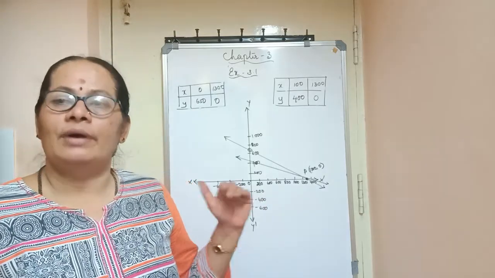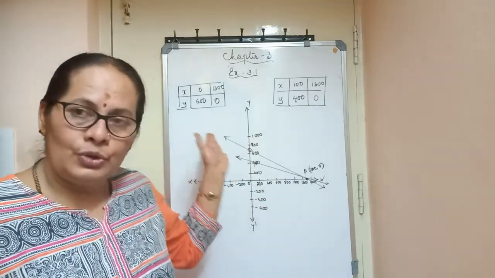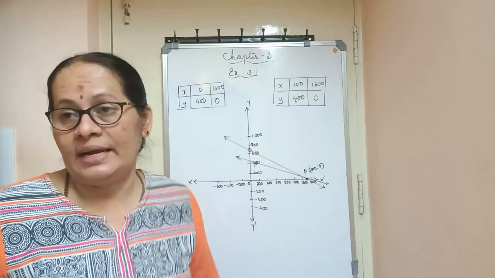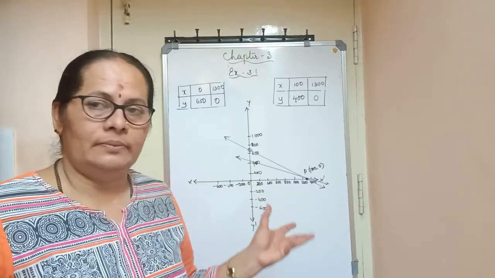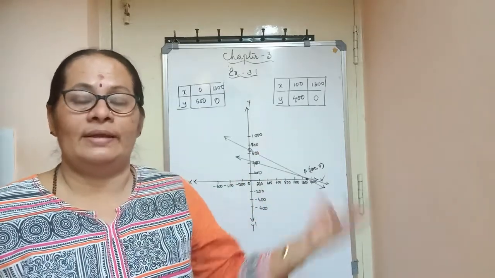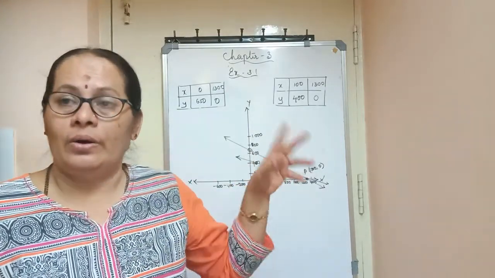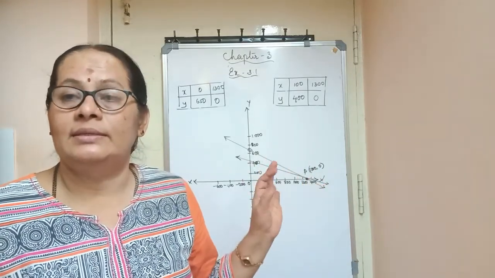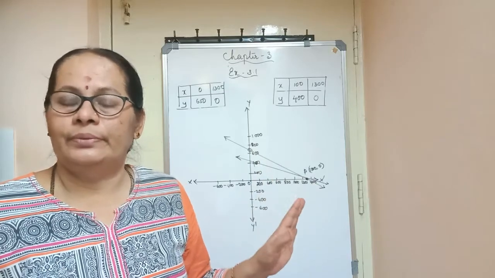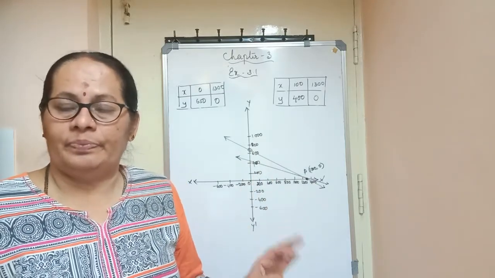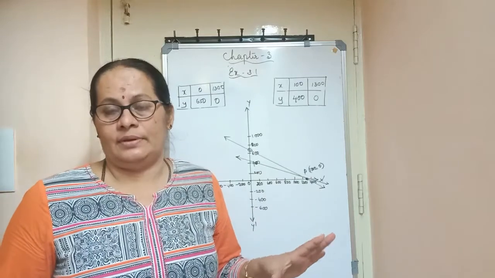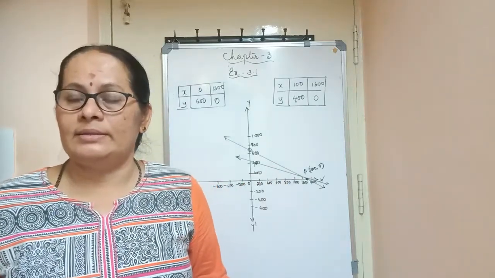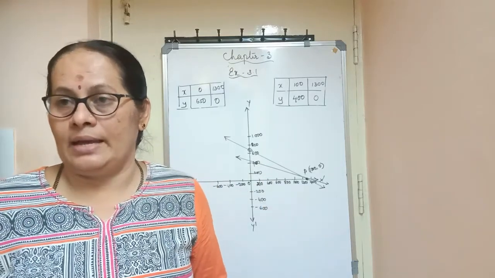Find x and y coordinates, then locate the points and join the points, you will get straight lines. You will come to know what type of line. There are intersecting lines or coincident lines, and what is that third one? That is parallel lines. So today we learnt the types of graphs, whether you will get intersecting lines, parallel lines or coincident lines.